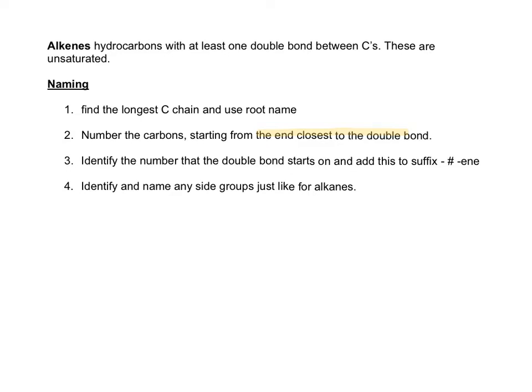Identify the number that the double bond starts on and add this to the suffix ene. So if it's got 4 carbons, its root is but. Then comes the number of the carbon where the double bond starts, and you follow it up with ene: but-number-ene. And then you identify and name any side groups just like you did for alkanes.